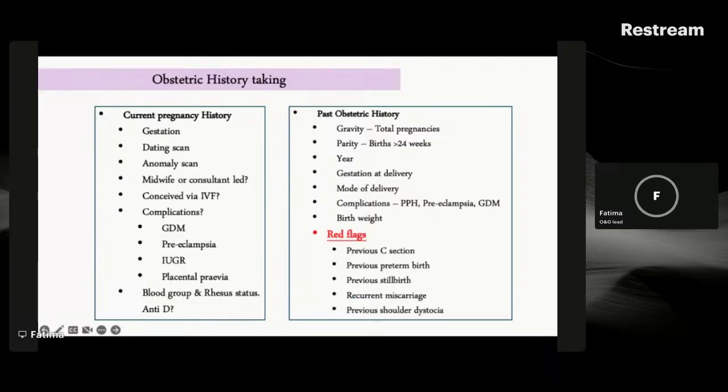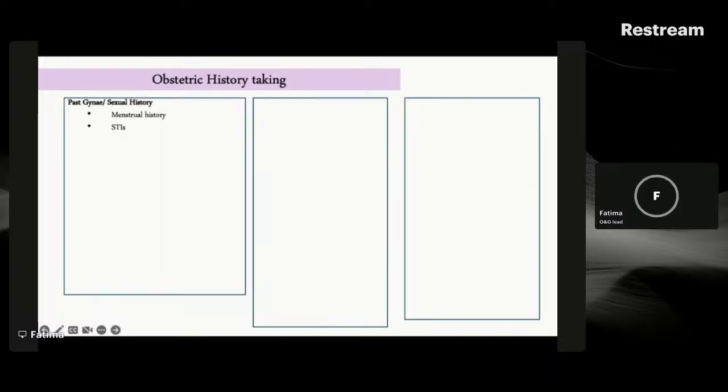And then in terms of red flags, we're thinking if she's had a previous C-section, because it depends on the type of C-section, but it determines how she then delivers in this pregnancy. Any previous preterm births, any previous stillbirths, any recurrent miscarriages, and any previous shoulder dystocia. Again, these are all important because the baby in this pregnancy can be at risk of these complications if she's had these kinds of complications before.